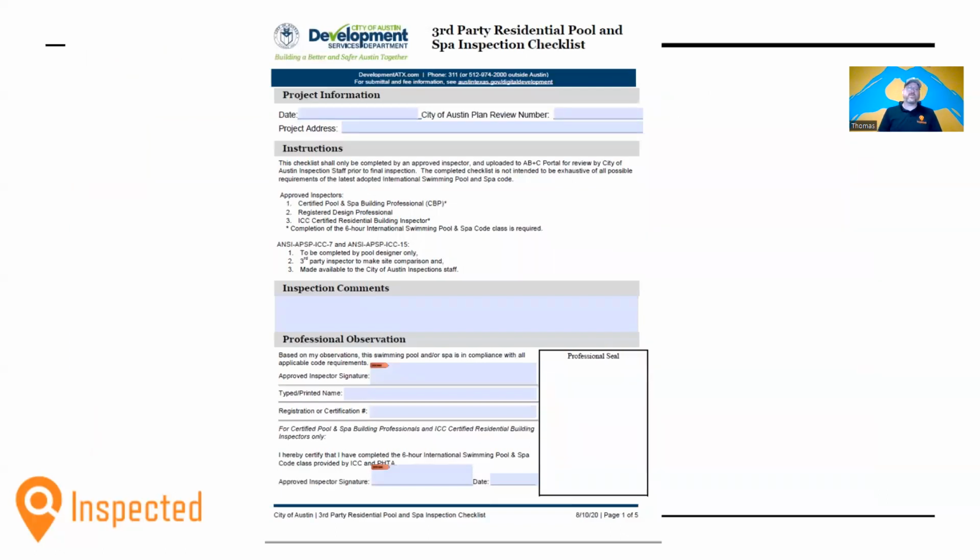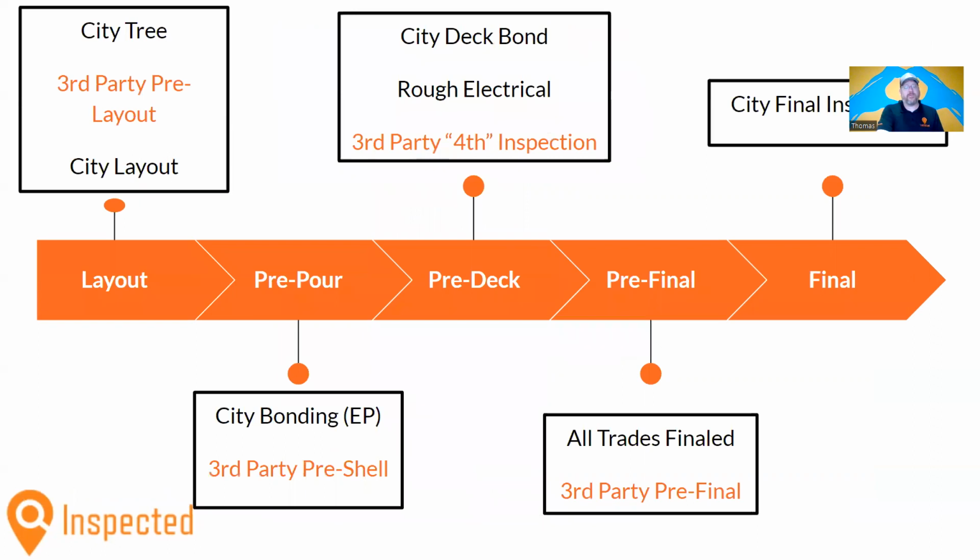Once all that's done, we will have a third-party residential pool and spa inspection checklist put together for you and uploaded to your web portal, and then you can upload that to the city and call on your final inspection. These checklists will be available on your web portal, which we will get into in just a few moments, right after we go over the schedule.